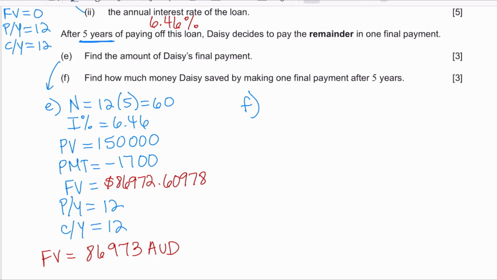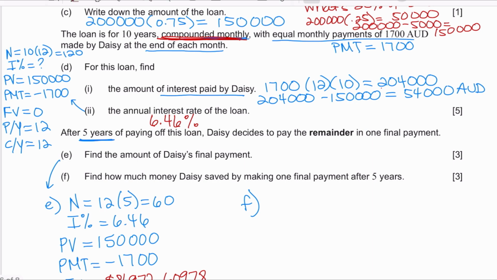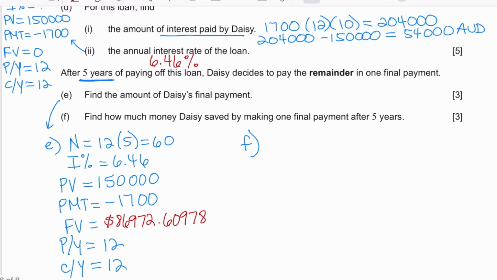Last but not least, we go on to part F. Find how much money Daisy saved by making one final payment after 5 years. If you remember, Daisy was going to pay a total of $204,000 by paying the $1,700 every month for 10 years. Okay, so for paying 10 years every single month, $1,700, Daisy would have basically been paying $204,000.